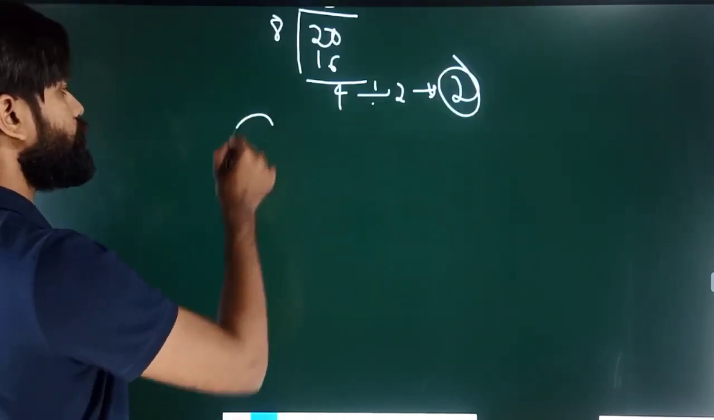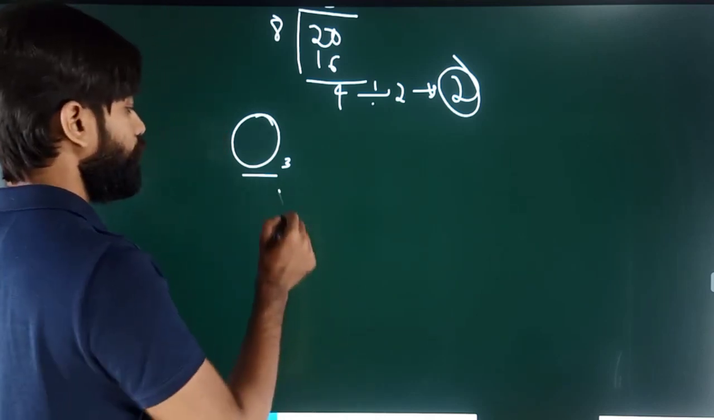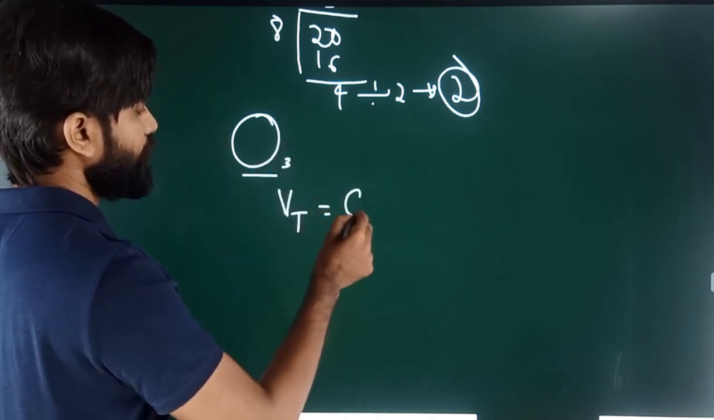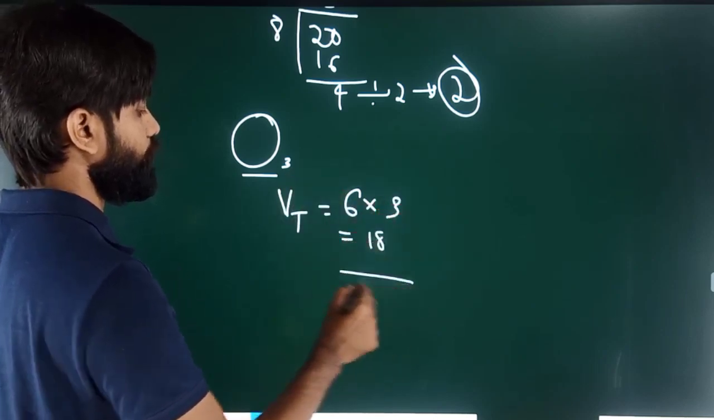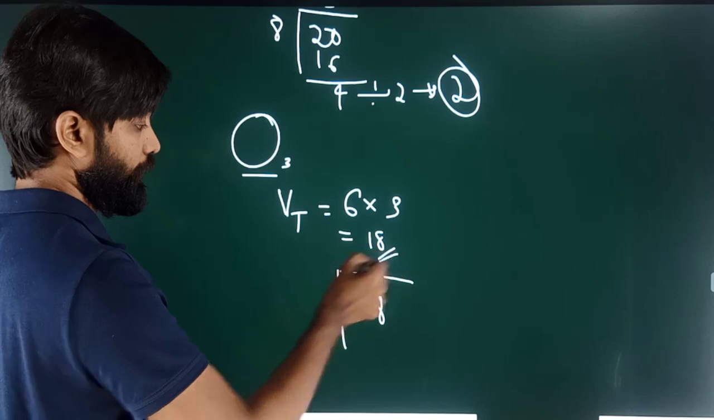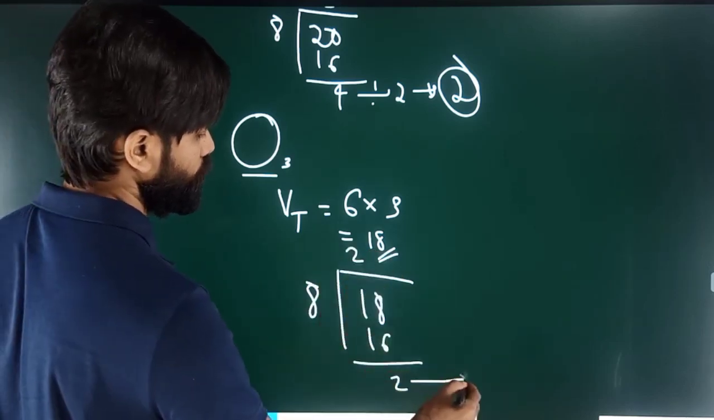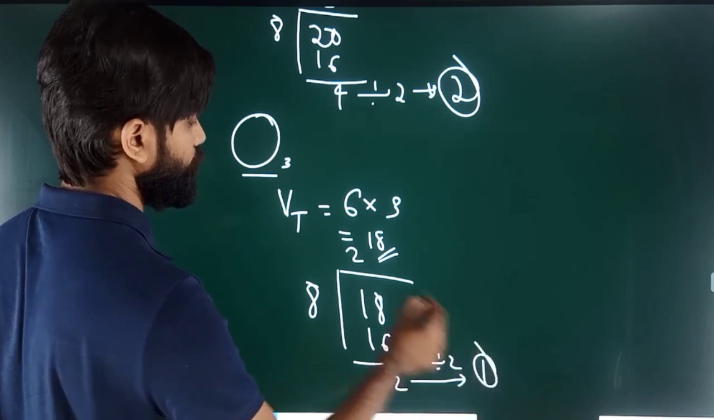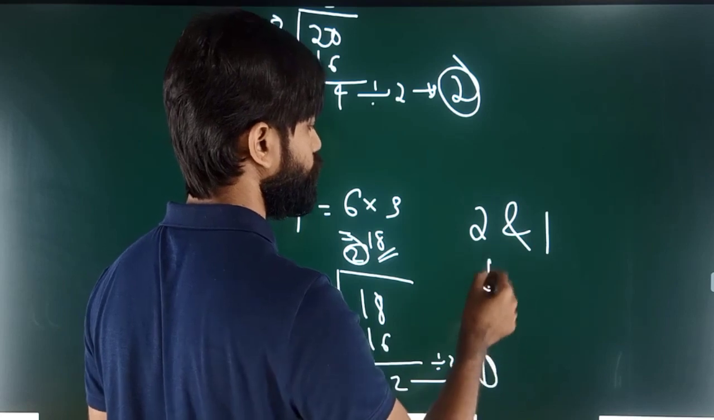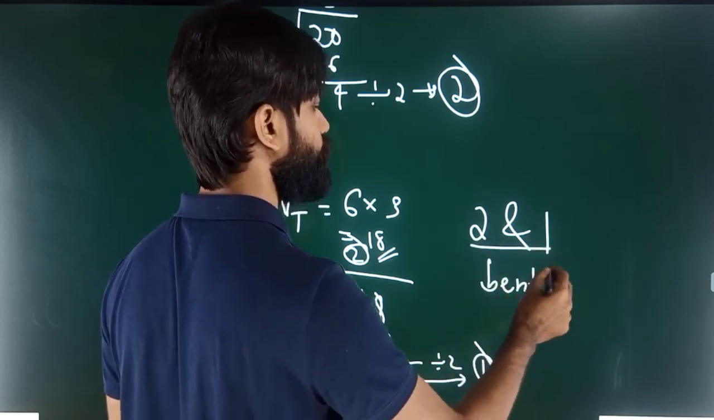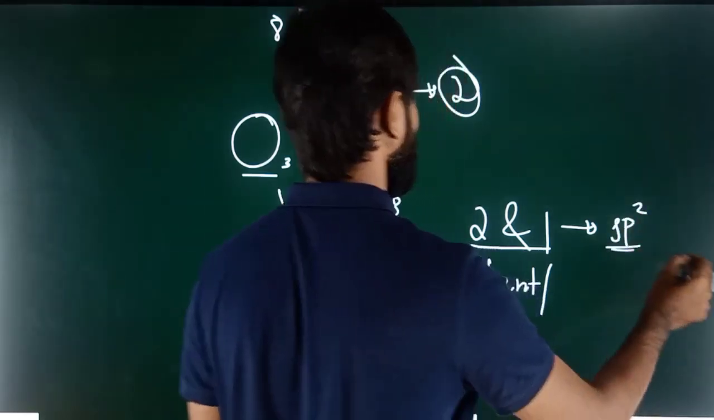Okay. Next, ozone. Total valence electron where oxygen is the category. So valence electron is 6, 6 into 3, so total is 18. 18 divided by 8, so 2, 16, remainder 2 divided by 2 and so on. So category of 2 and 1. 2 and 1 is bend, V shape or angular, you know that. Total 3, so hybridization sp2.